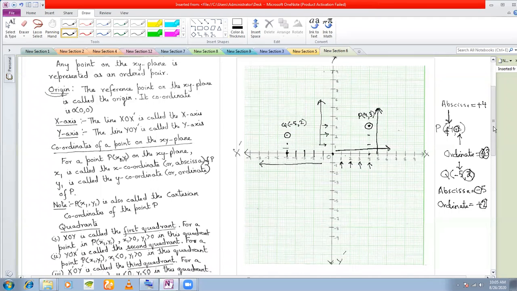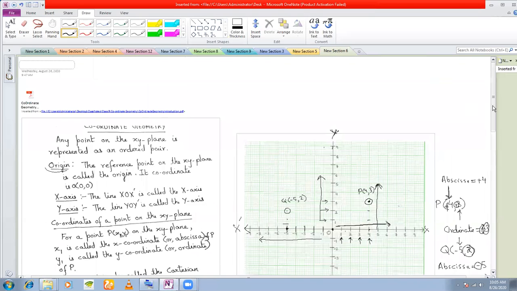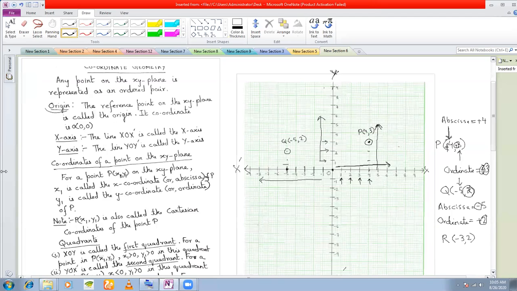No, sir. Let us take another point, say R. We take R as (-3, -2). Okay. So what do we have to do here? Let me just erase this.